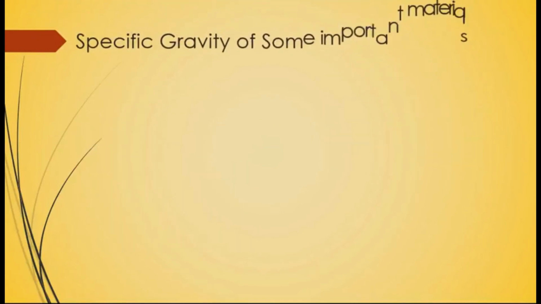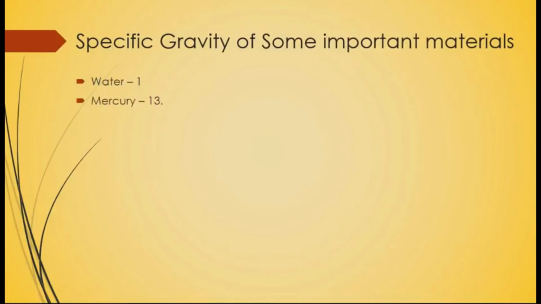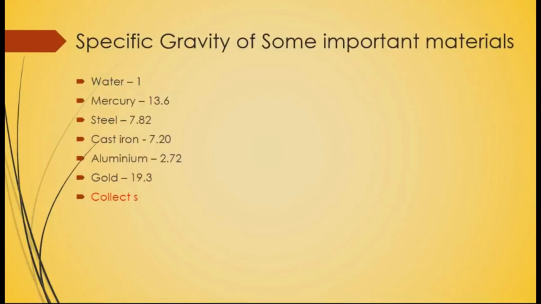So here is the specific gravity of some important materials. Water is 1, mercury is 13.6, and steel, cast iron, aluminium and gold I have given to you. Now your duty is to collect specific gravity values of some more materials.